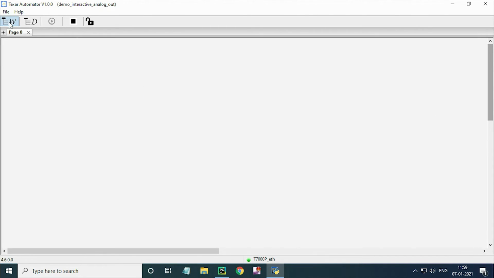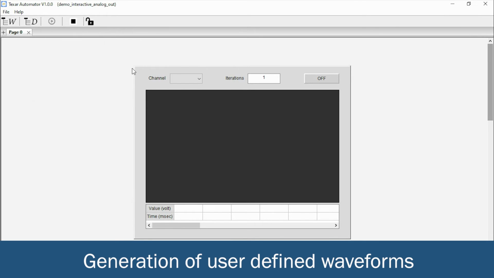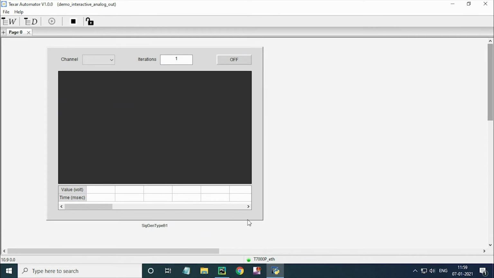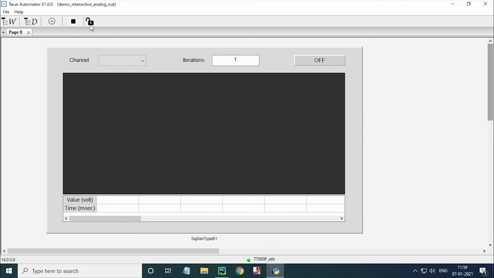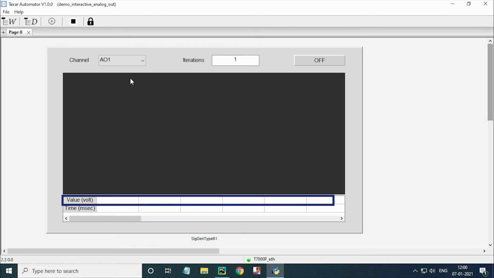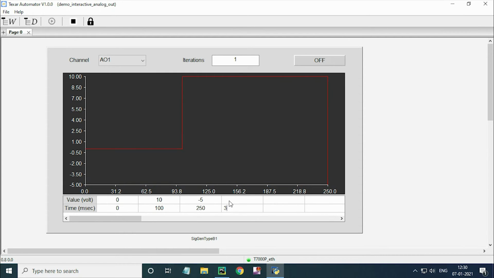Let us look at the third type of widget called Sig Gen Type B. With this widget, the user can generate any kind of signal pattern specific for his or her needs. This row is for filling in the time values. And this row is for filling in the voltage values. Let us fill in a random pattern in the widget. As we type in the pattern, the graph panel of the widget updates the pattern dynamically. This helps in visualizing the pattern we are defining.